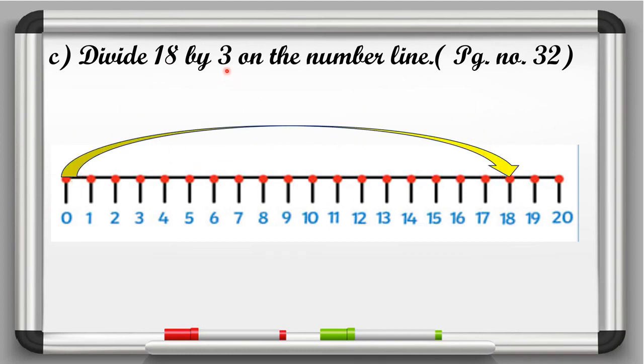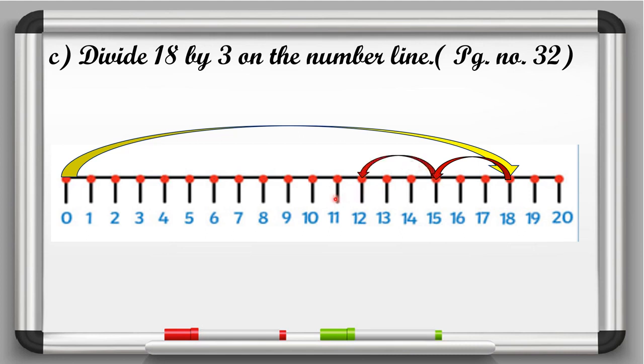Now we have to divide it by 3. So we will subtract 3 from 18. So when we subtract 3 from 18, we have to speak the backward counting. Okay, so 17, 16, 15. We will move from 18 to 15 backward. Now again subtract 3, 14, 13, 12. So we'll move from 15 to 12.